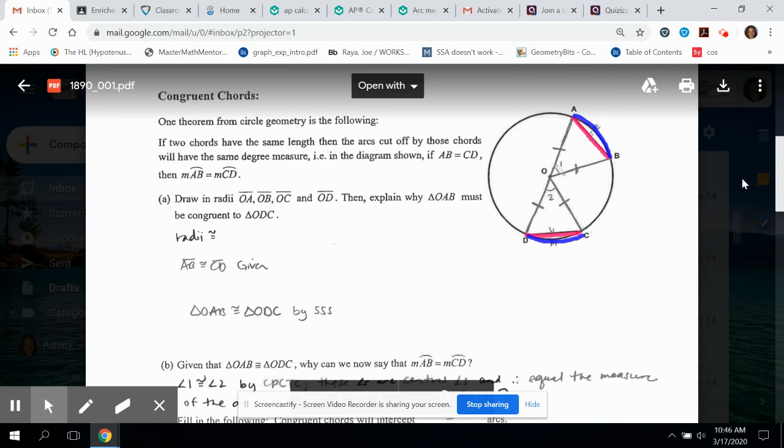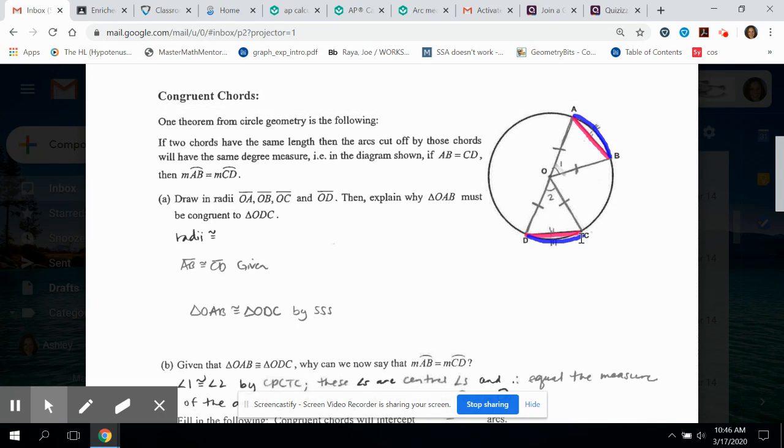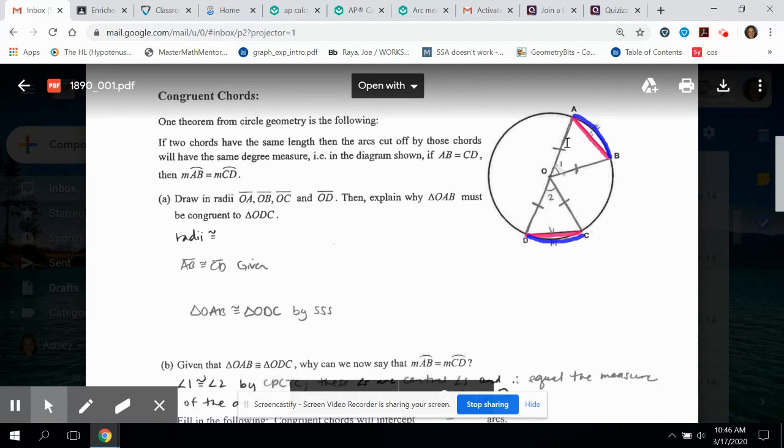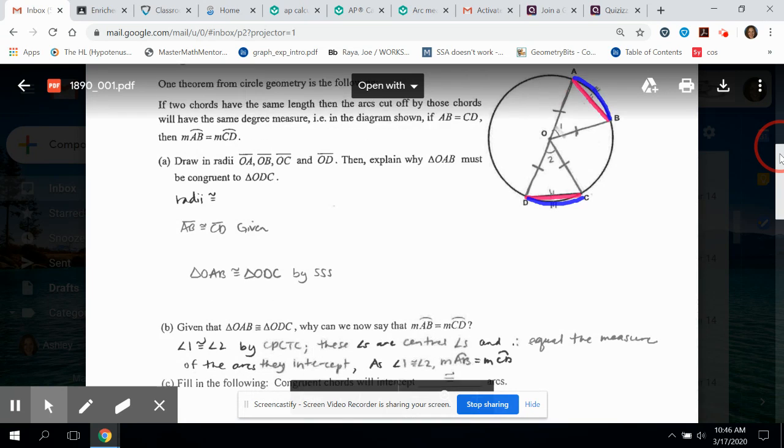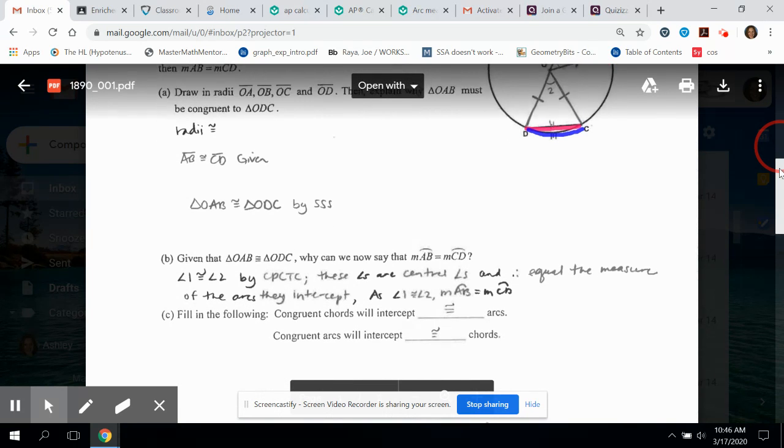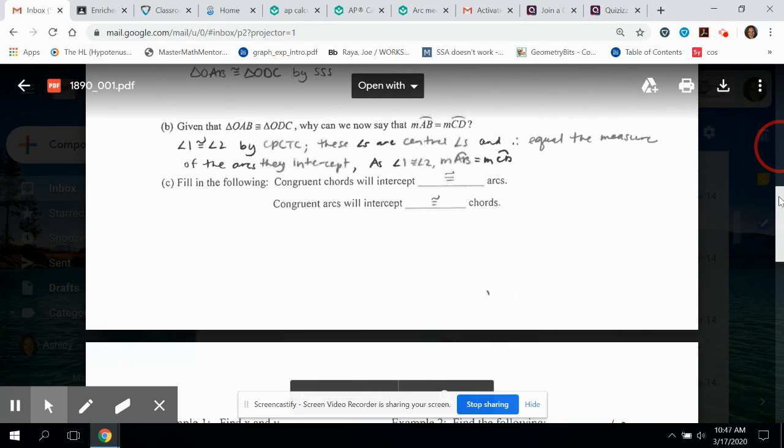Again, the takeaway is, I don't need you to prove this every time, but if you have congruent chords, the arcs across from them will be equal. And the converse, the vice versa of that is also true. If the arcs are congruent, if you knew that to begin with, the chords that cut them would have to be equal. So I wrote that down here. Let's go to the back though.